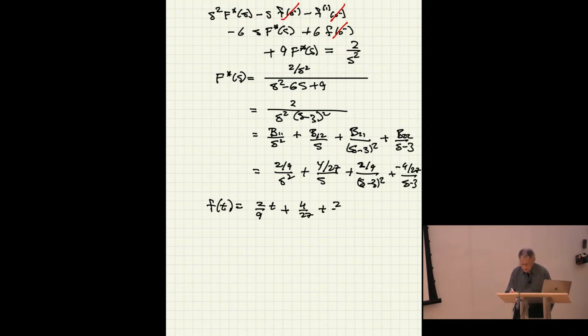Plus 2/9. The (s minus 3) squared gives me t e to the minus 3t from the tables. And then I get minus 4/27. And what does a constant over s minus 3 give me? What does that invert to? That's the one you should remember. Anybody? You're looking at it here if you peek. It's just e to the minus 3t. Okay. Done. That's the answer.